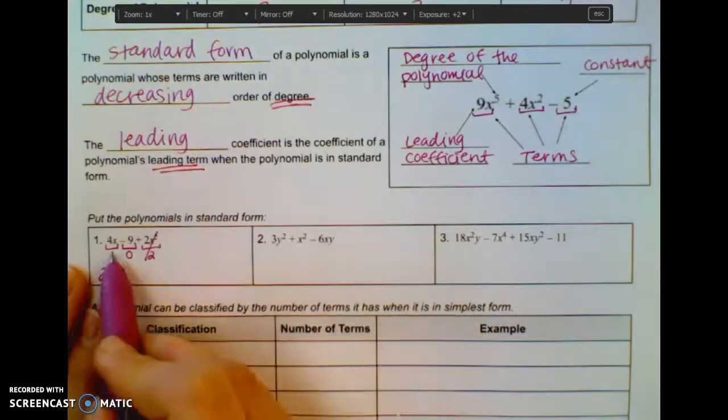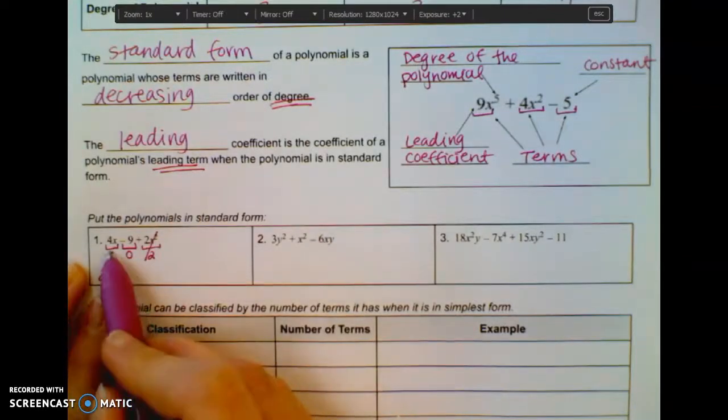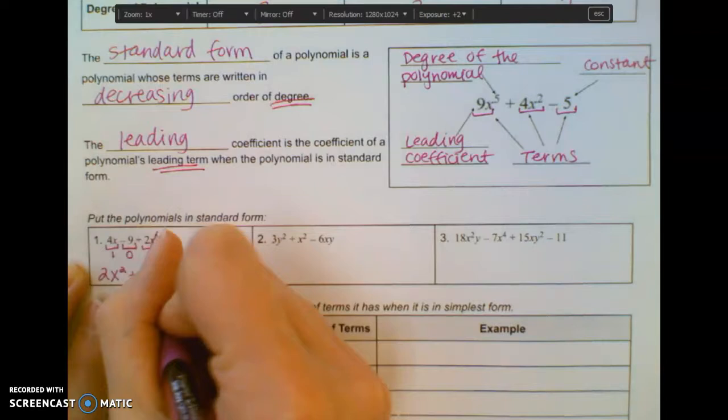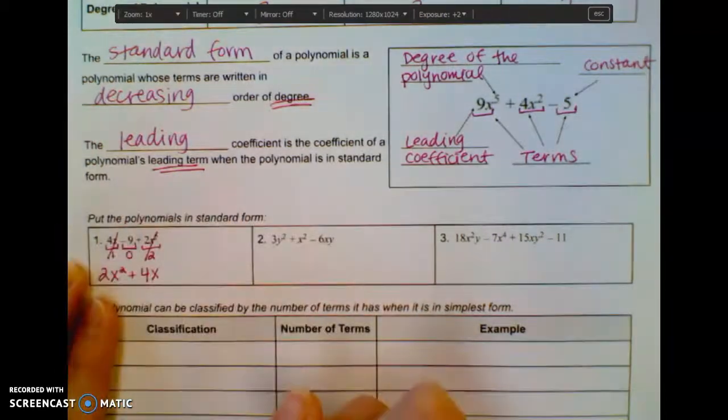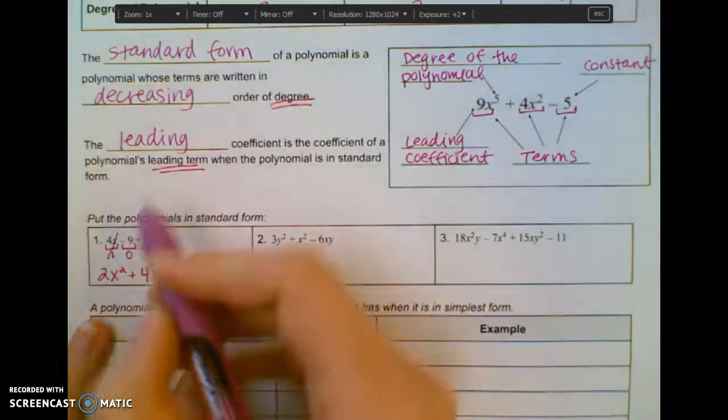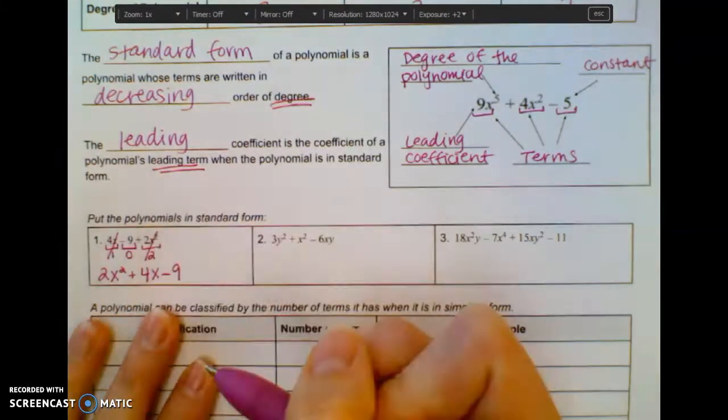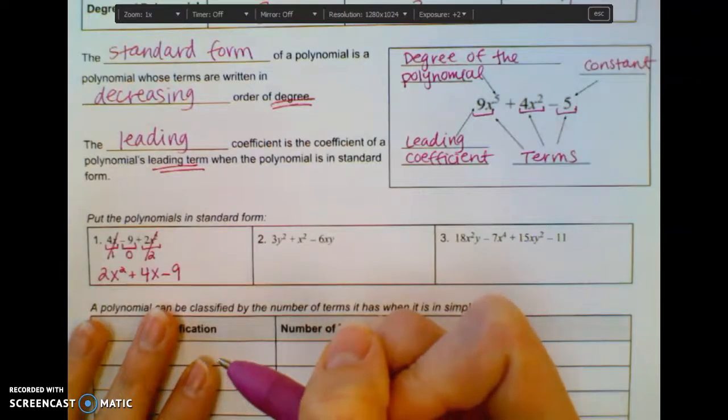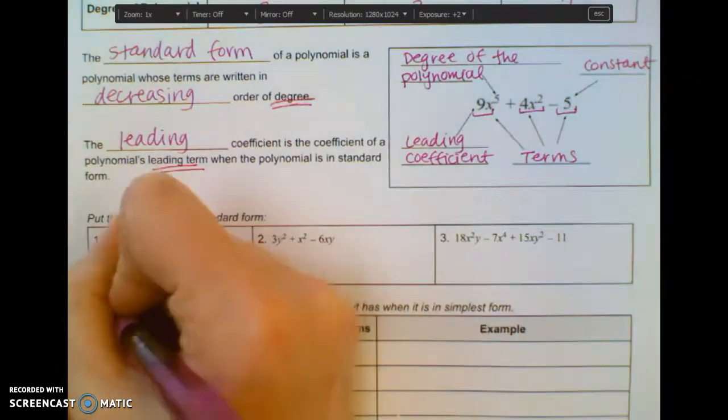Done with that one. Now we need to take the one with the next biggest degree, and that's 1. So now we have a positive 4x next. And then the negative 9 has the lowest degree, so it comes at the end. So now our polynomial is in standard form.